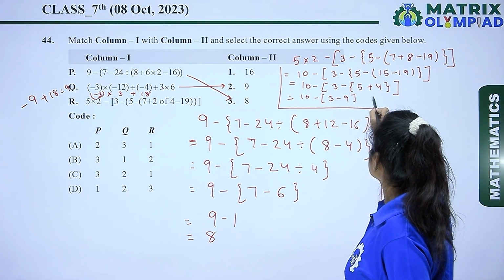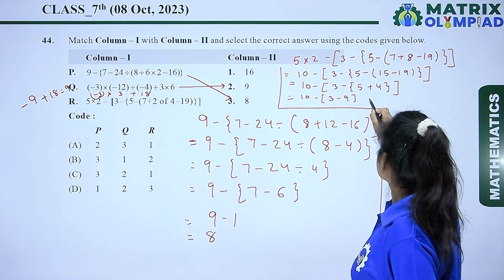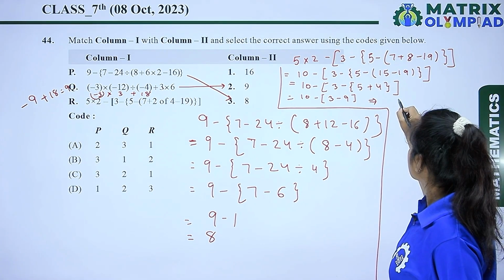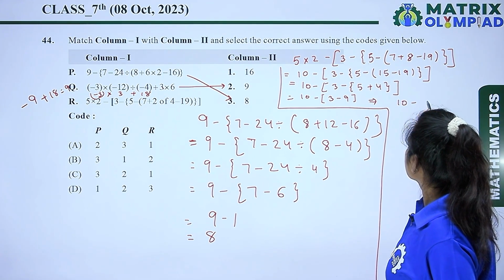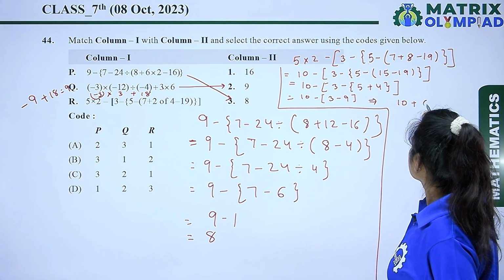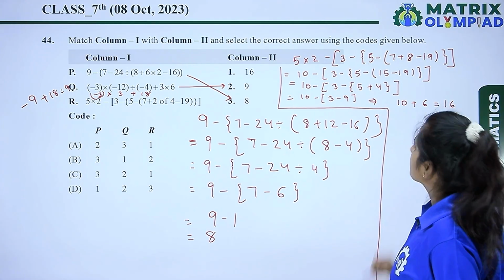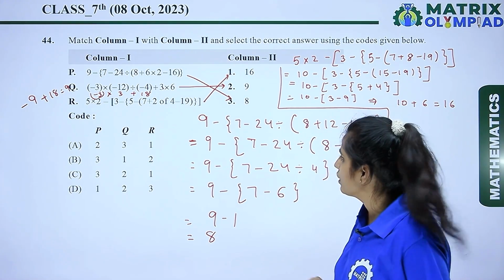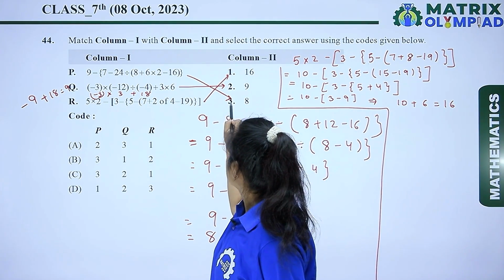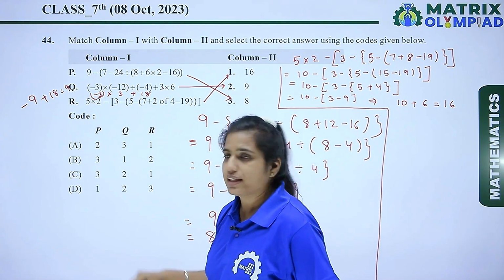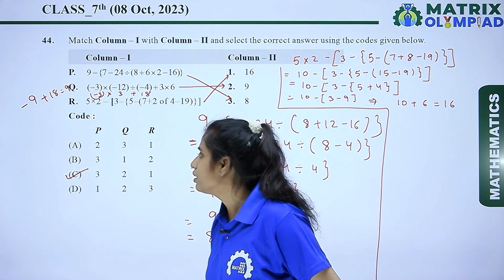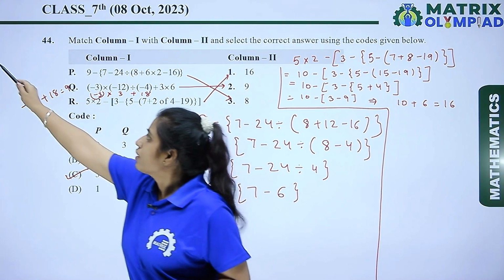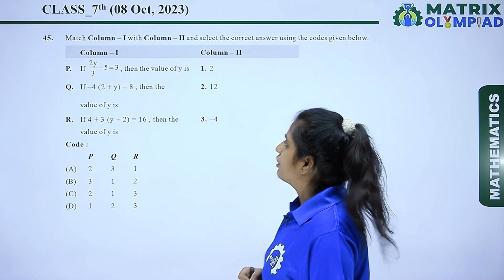Nine. Next step will be 16. So value of R is 1. So here 3, 2, 1 is the correct answer. So 3, 2, 1 is option number C. The next one is 45.